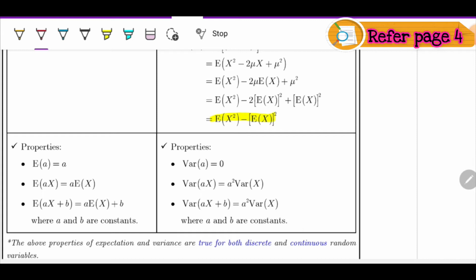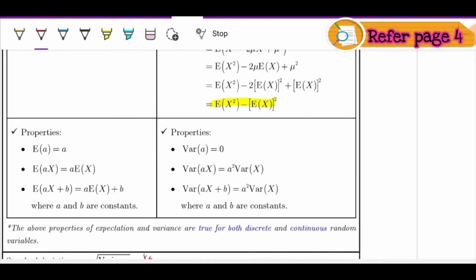There are 6 properties for expectation and variance. The first one is expectation of A is equal to A, where A is a constant. It means the expectation of a constant is the constant itself. For example, expectation of 10 is equal to 10.